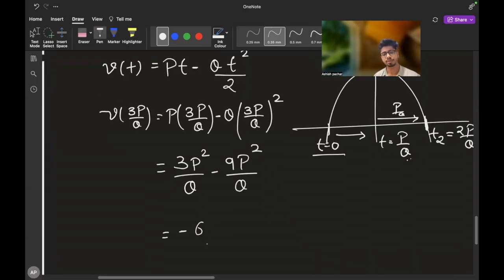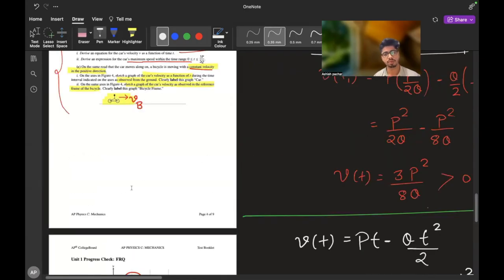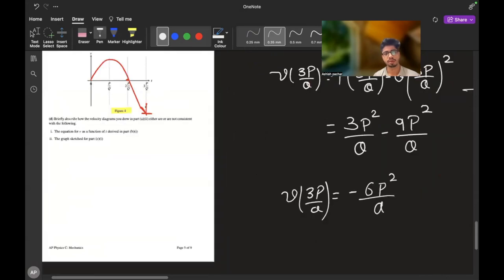Minus 6p square by q. So basically this is the velocity. So you will get the negative velocity, as you can see. So at this point, the velocity expression is at the intersecting point. So you will get this point.